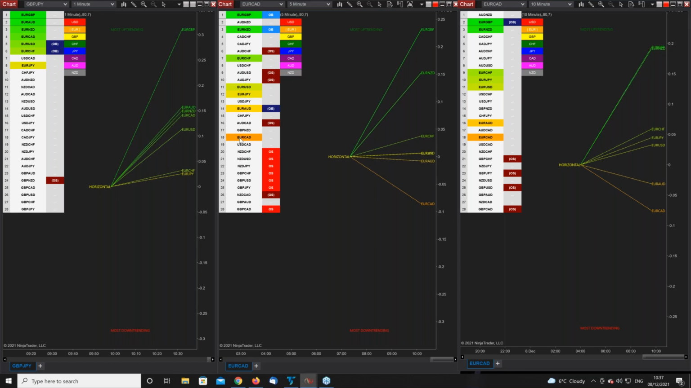10 or 15 minutes ago, the Euro CAD here was bright red. It was right down at the bottom, on the 1 minute. This is on the 5 minute and also on the 10 minute, exactly the same. I think it was one off the bottom, if not at the bottom. And now what we're seeing is that buying that we're seeing on that Euro index I showed you just now.